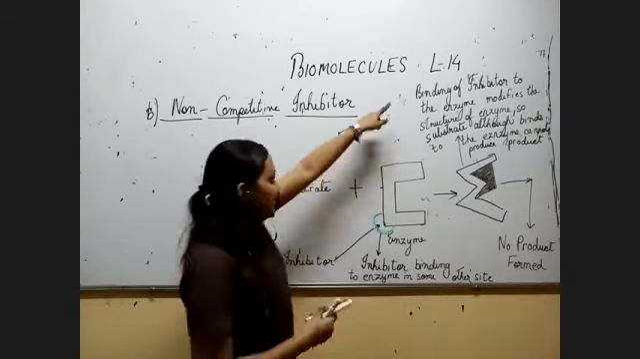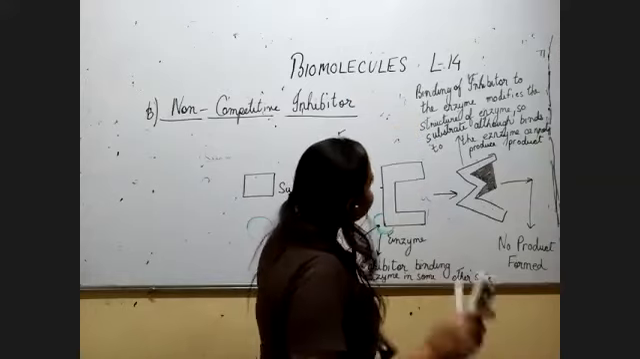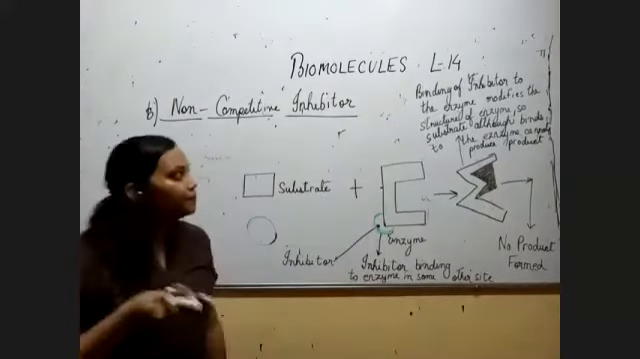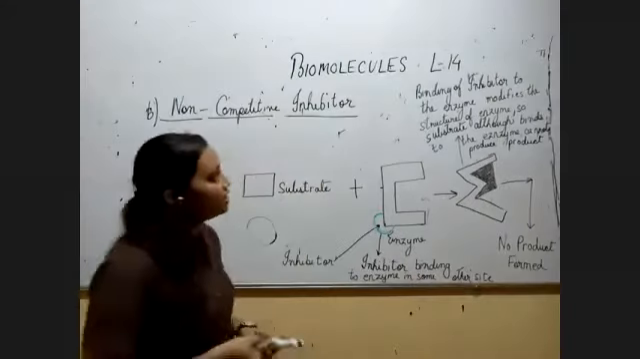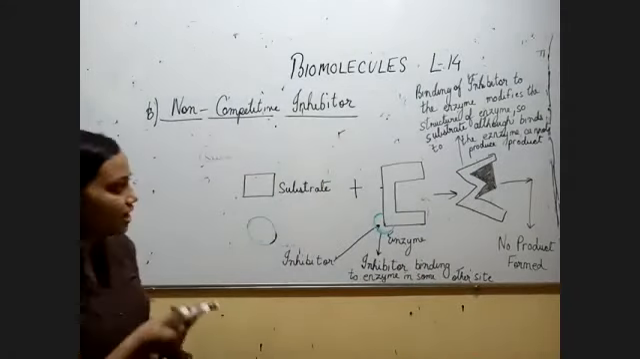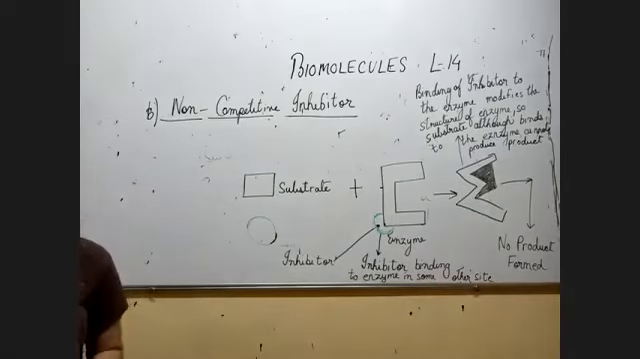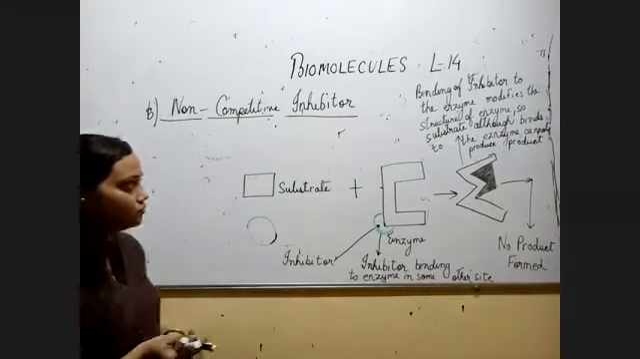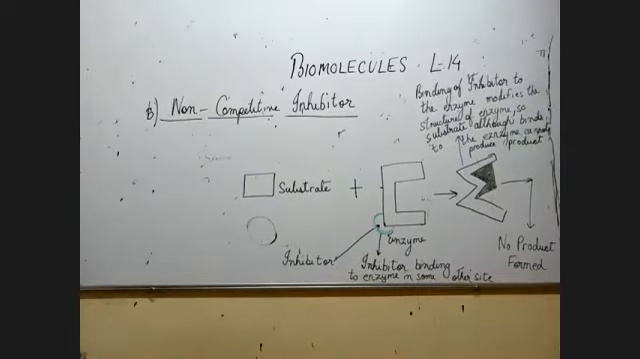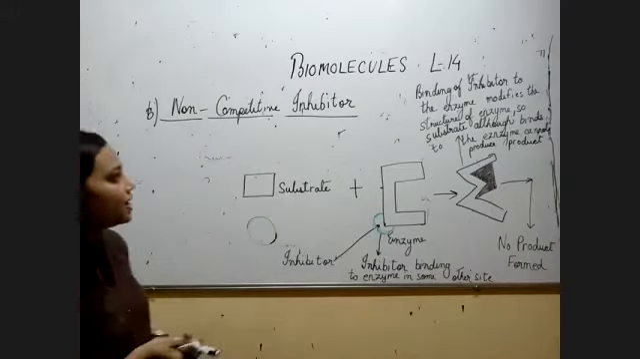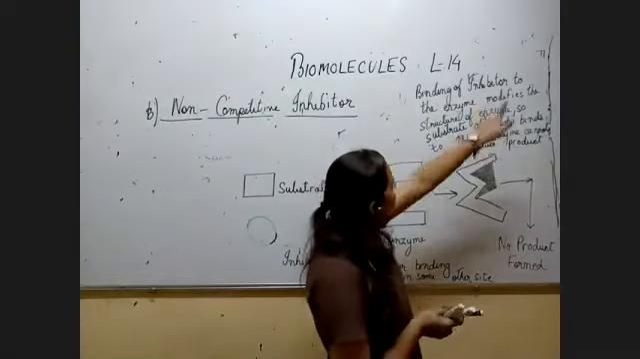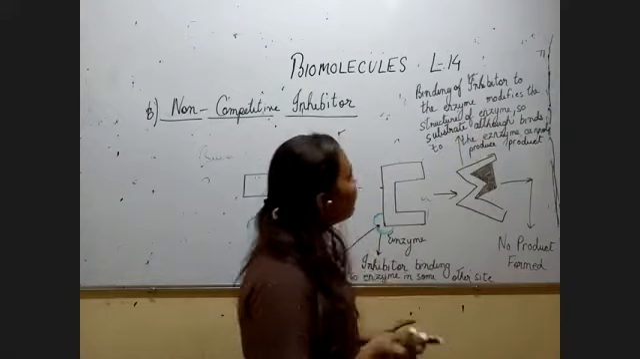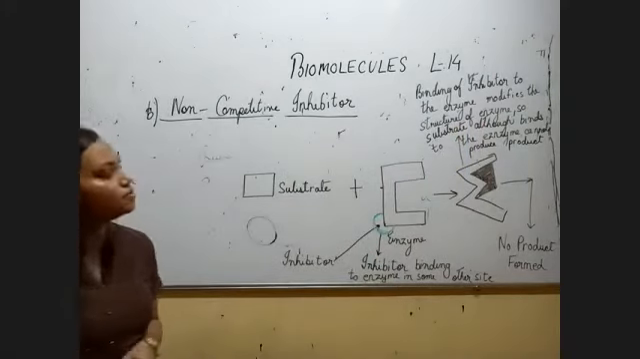So the line is: binding of inhibitor to the enzyme modifies the structure of the enzyme, so the substrate, although binds to the enzyme, cannot produce product.